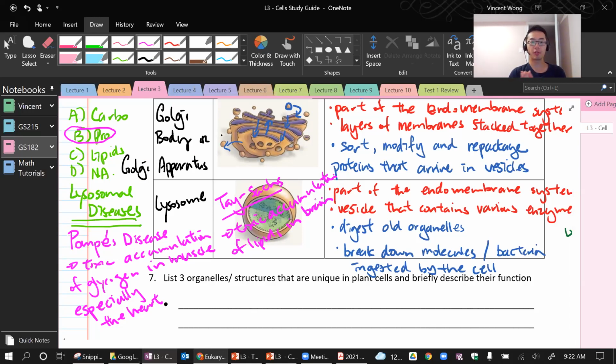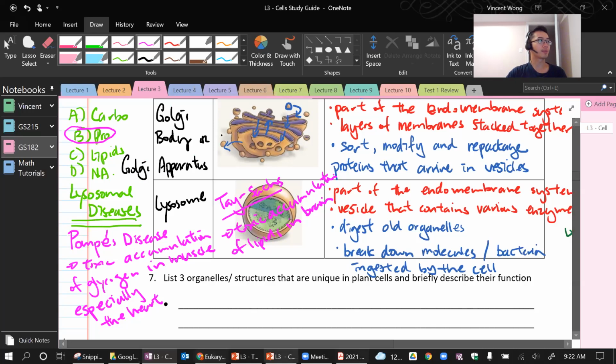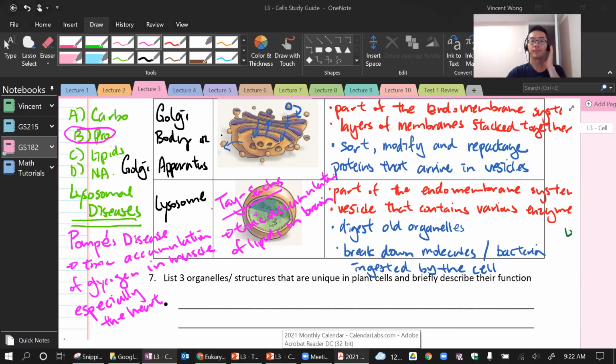Has anybody heard of that before? Amniocentesis? Anyone want to tell me what that is, or not sure what that is? Yeah, Shannon, go ahead. An amniocentesis is when they draw a small amount of the amniotic fluid that surrounds the fetus to test it for genetic abnormalities. Excellent. I could not have explained it better.